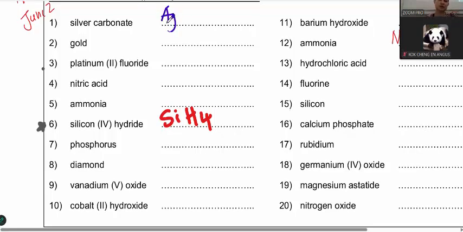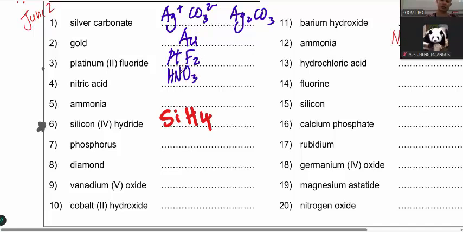Silver carbonate. Gold, platinum 2 fluoride, nitric acid, I told you just now. This one is ammonia. It's not ammonium ion. Ammonia is NH3. Phosphorus, another one of those. You can write P, but usually they write it as P4 because phosphorus has 4 phosphorus atoms joined together.